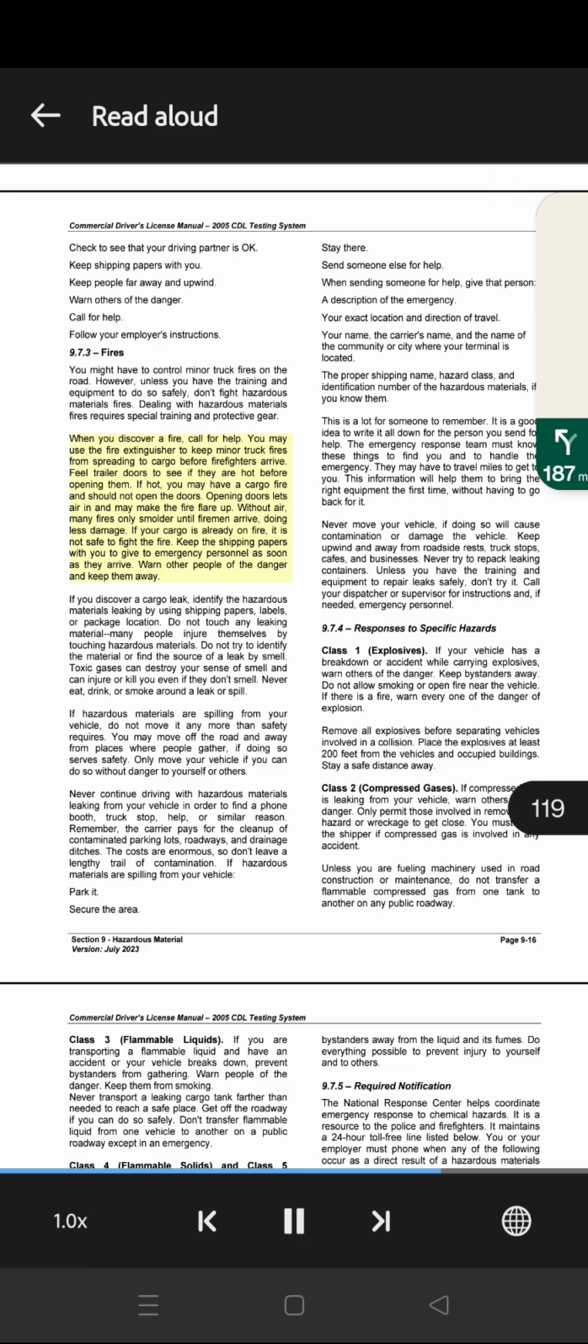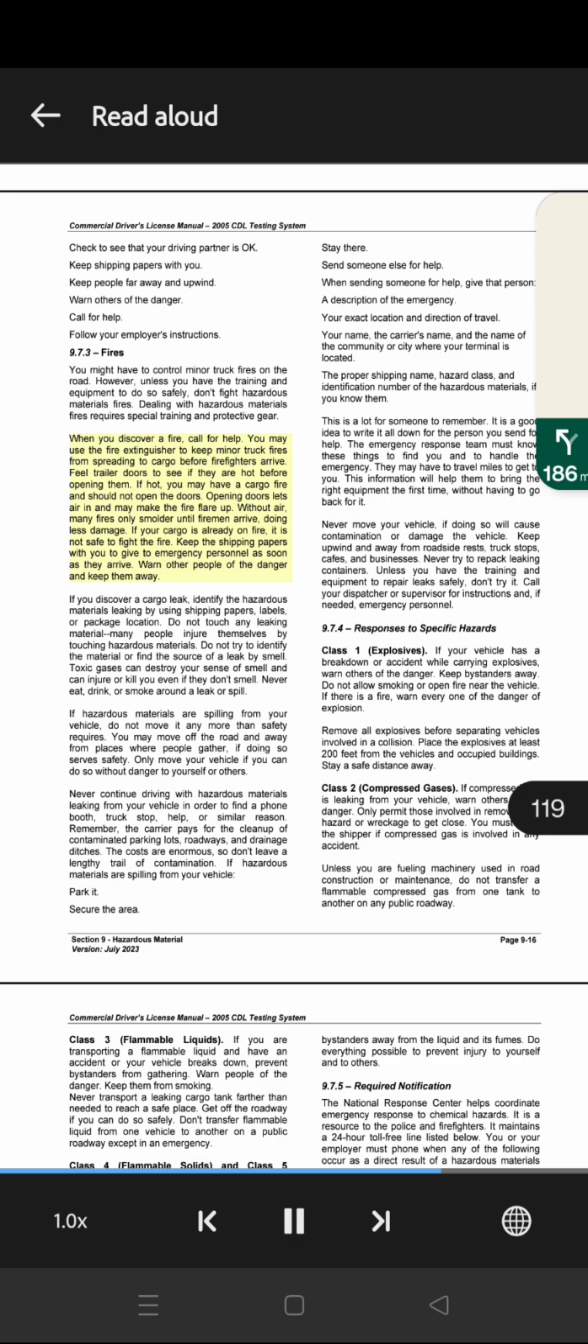Feel trailer doors to see if they are hot before opening them. If hot, you may have a cargo fire and should not open the doors. Opening doors lets air in and may make the fire flare up. Without air, many fires only smolder until firemen arrive, doing less damage. If your cargo is already on fire, it is not safe to fight the fire.